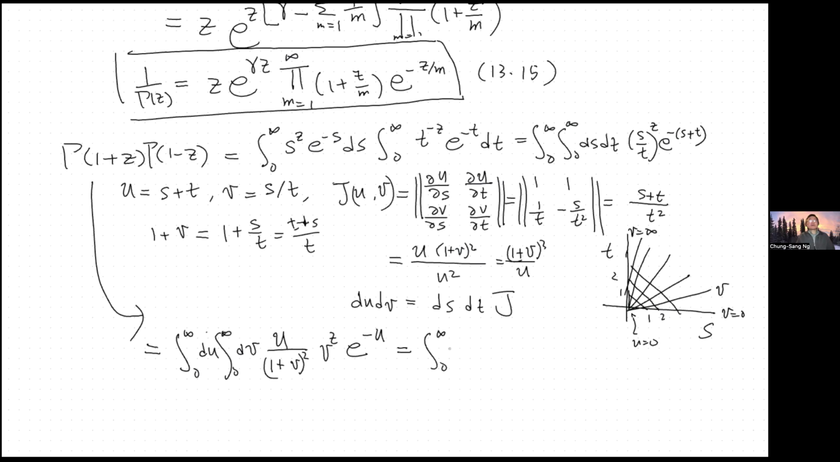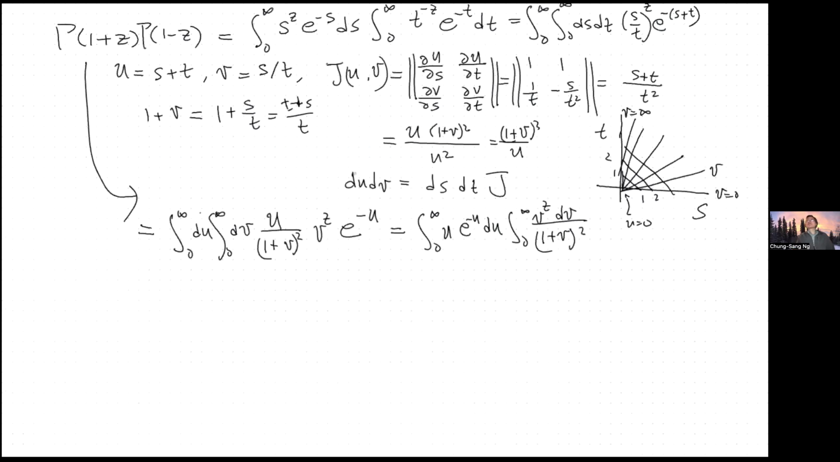The u integral, u e to the minus u du, you can do just by integration by parts, and then the v integral is dv over 1 plus v squared. This one is integration by parts, right? Because the integral of e to the minus u is e to the minus u with a minus sign, so you have minus u e to the minus u, from 0 to infinity. That's the boundary term. At 0 it is 0, at infinity it is also 0. So the boundary term is 0.